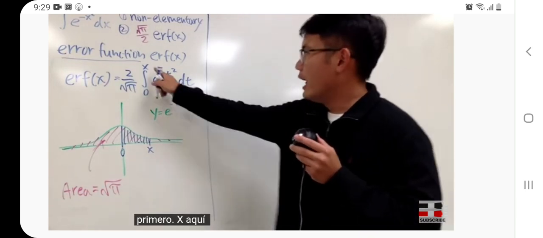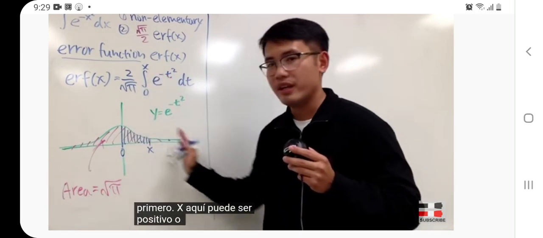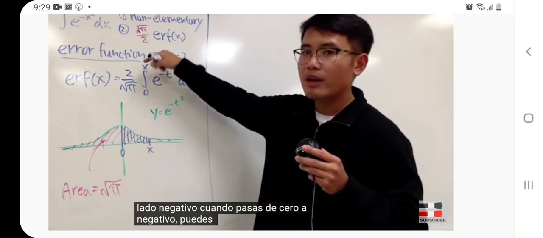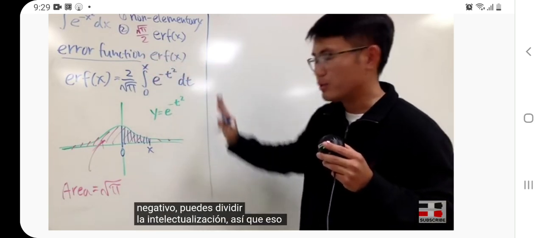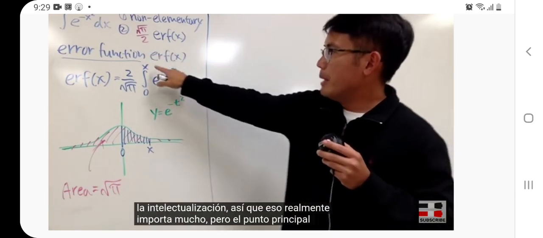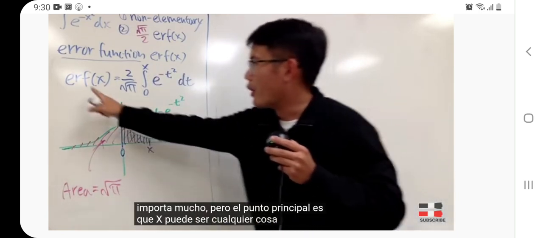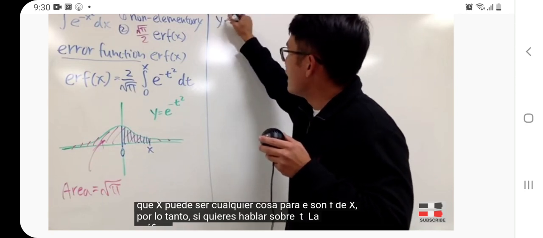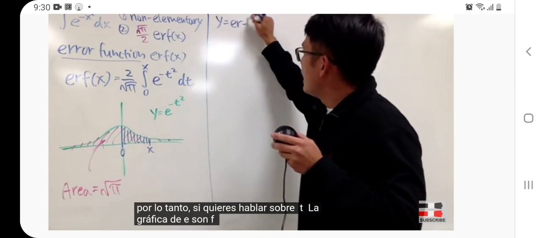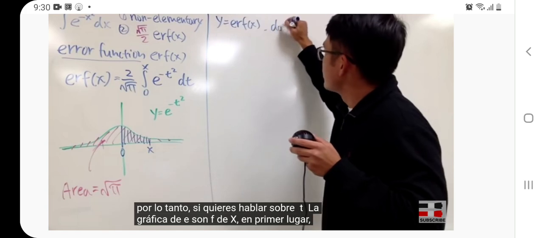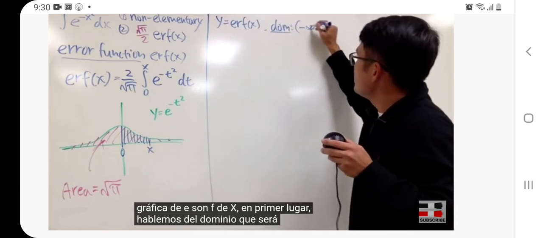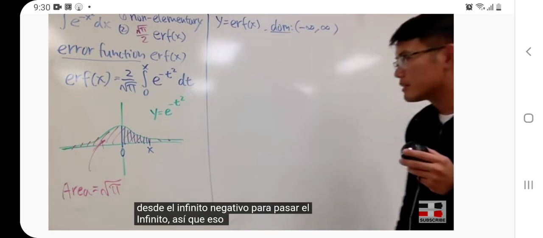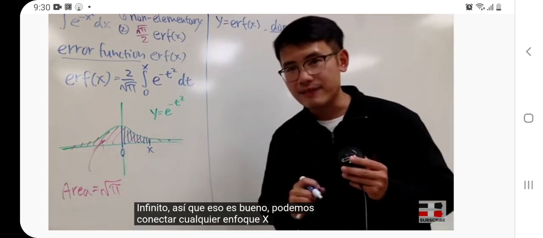First of all, x right here can be positive or negative. If you went to the negative side, when you go from 0 to negative whatsoever, you can just flip the integral if you like, so it doesn't really matter that much. But the main point is that x can be anything for erf of x. Therefore, if you want to talk about the graph of erf of x, first of all, let's talk about the domain, which will be from negative infinity to positive infinity. Okay, so that's good. We can plug in any x values that we want.